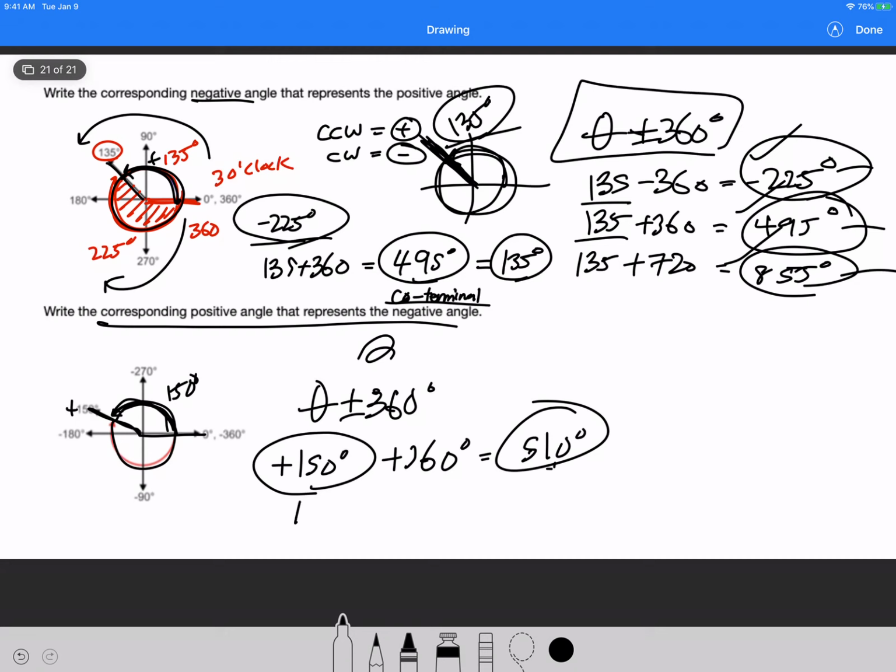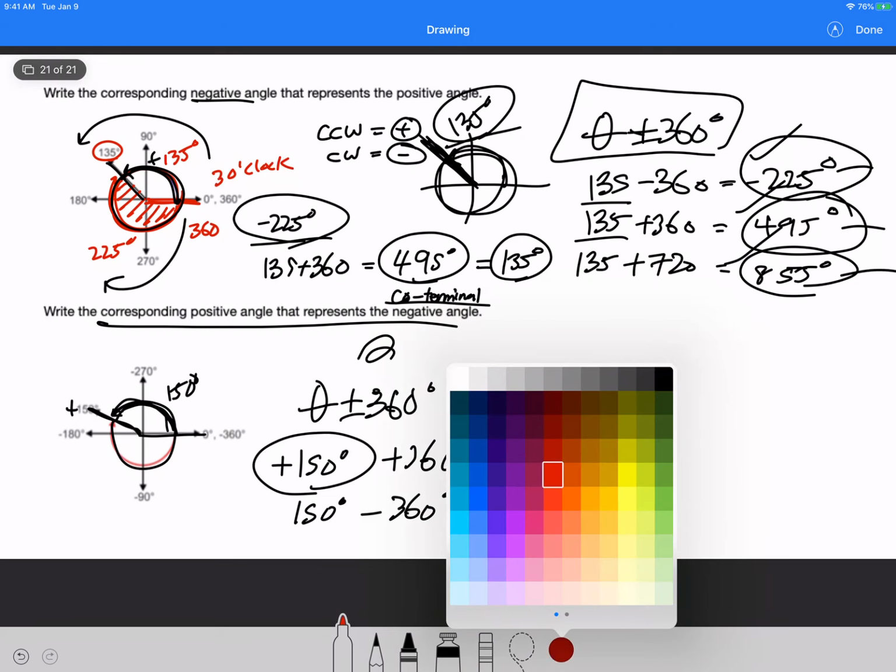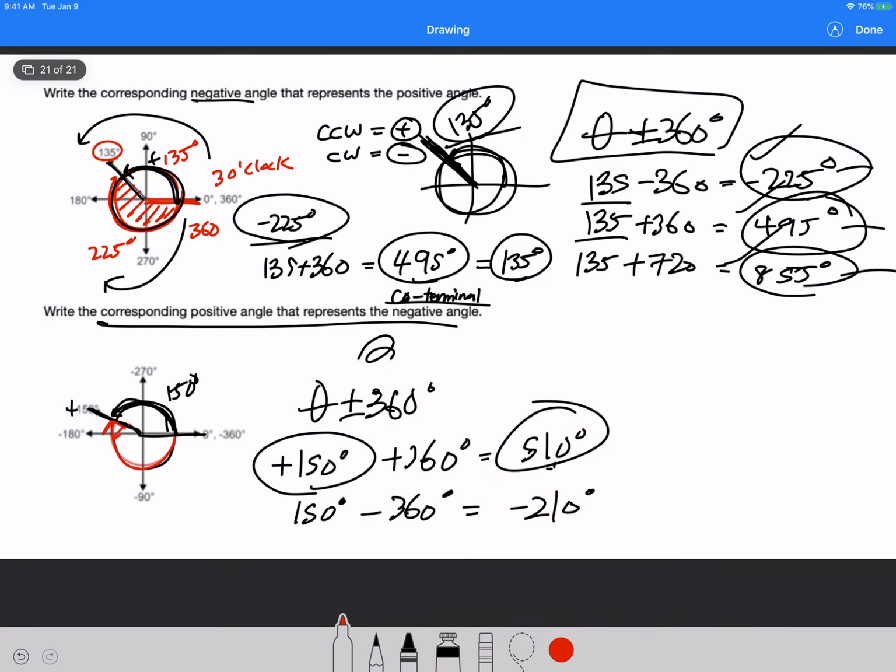Another way to write this is 150 degrees minus 360 degrees, which gives you negative 210 degrees. That's this angle right here. But since we're talking about the positive angle, that's going to be 150 degrees or 510 degrees. So any angle of the following, 150, 510, negative 210, they all end up at the same coterminal side, right there.